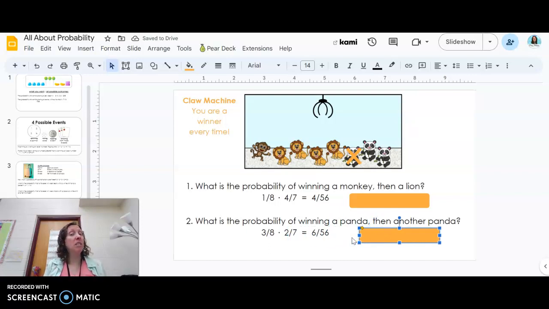Okay, so you're going to have some examples like this today, either with a claw machine. There's going to be some that are fishing, some where food is eaten up and taken away. So make sure you double check your second fraction.